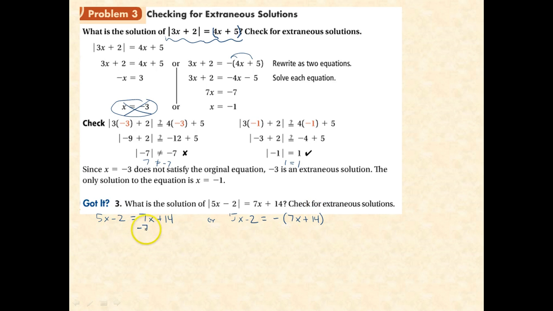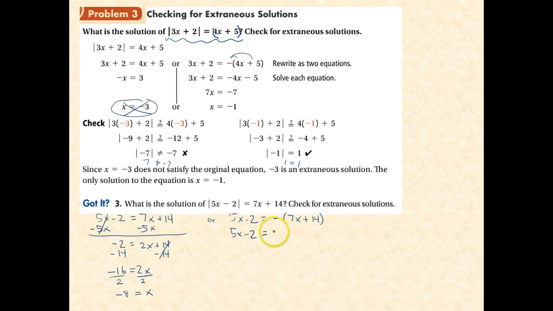I'm going to subtract 7x from both sides here. Actually, no, I'm not. I'm going to subtract 5x from both sides, because that'll give me 0 here and positive x's here. So negative 2 equals 2x plus 14. Subtract 14, and I get negative 16 equals 2x. Divide by 2, and I get negative 8 equals x. Save that for a minute.